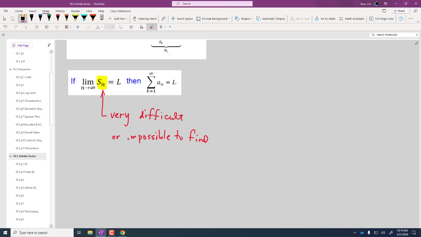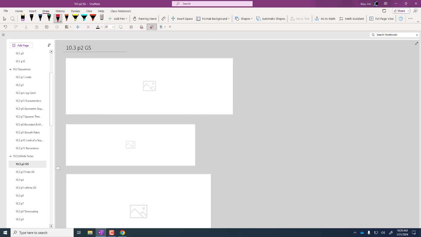There are 2 exceptions that we are going to look at in detail. Geometric series, we can find S sub n, and telescoping series. We'll talk about those later today. So there's only 2. Of all the series that we're looking at, there's only 2 types for which we can find S sub n. All the other ones we cannot find S sub n. Geometric and telescoping. First we will hit geometric.